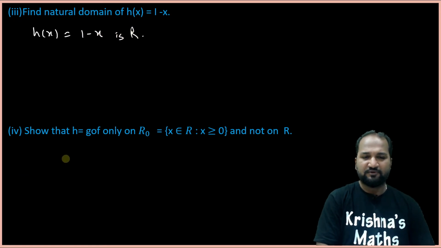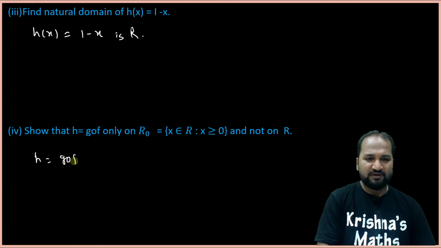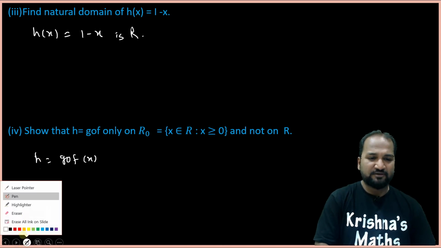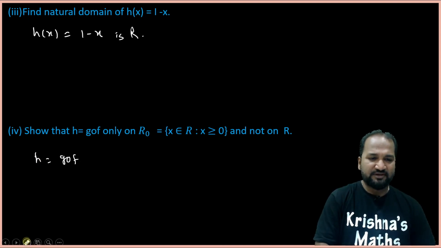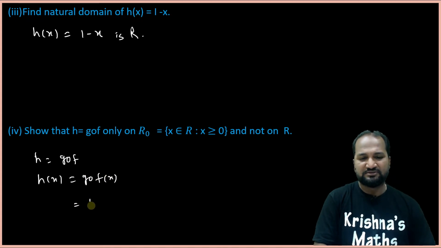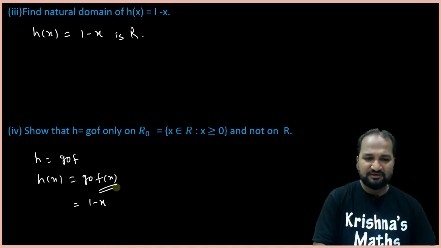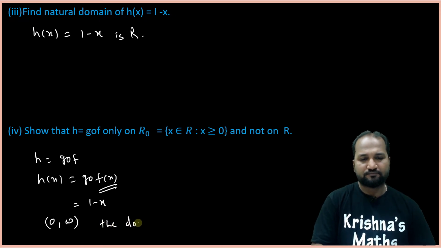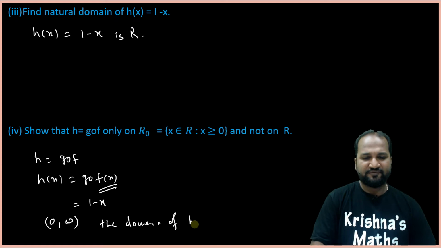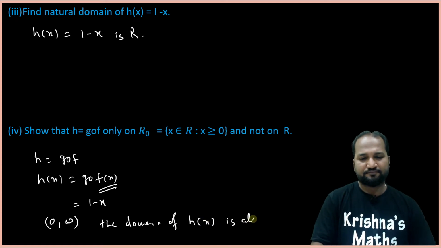Fourth one, h is equal to g o f of x. This is equal to h of x. Since h of x is equal to gof of x, and we have already calculated that gof of x is 1 minus x, and since the domain of f of x is 0 to infinity, the domain of h of x is also 0 to infinity.